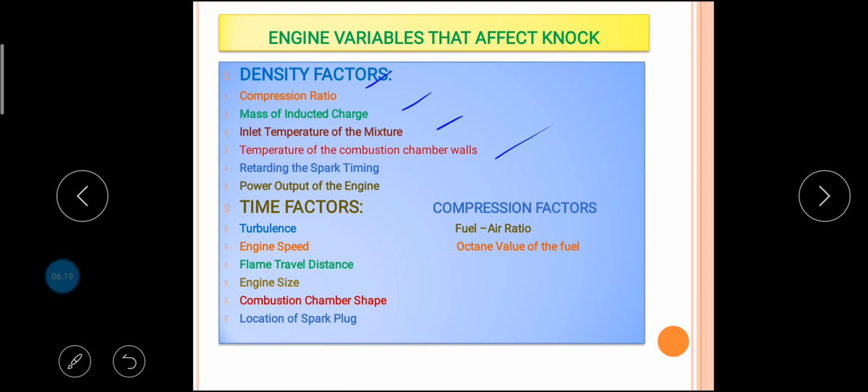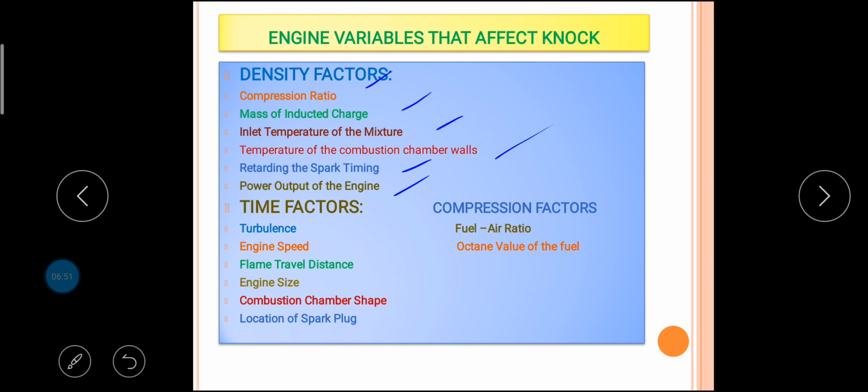The end gas should not be compressed against them. Next, retarding the spark timing. By retarding the spark timing from the optimized timing, that is having the spark closer to top dead center, the peak pressures are reached further down on the power stroke and are thus of lower magnitude. This might reduce the knocking. However, the spark timing will be different from the MBT timing. This will affect the brake torque and power output of the engine.